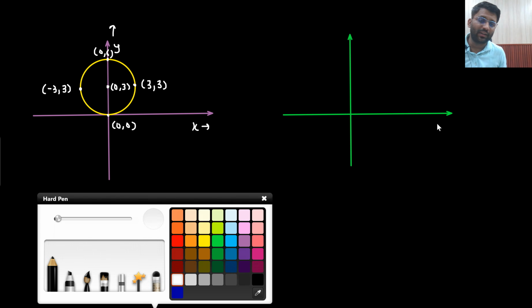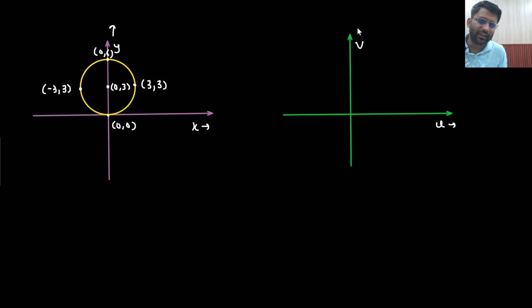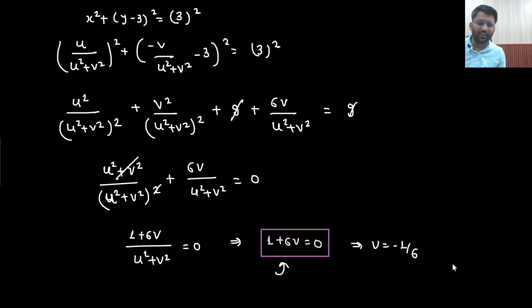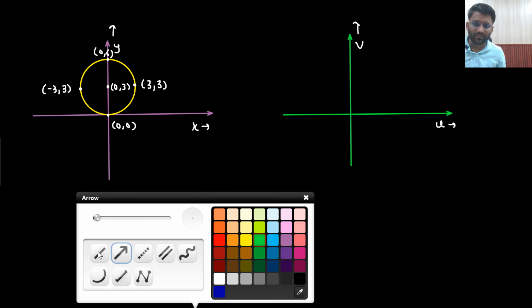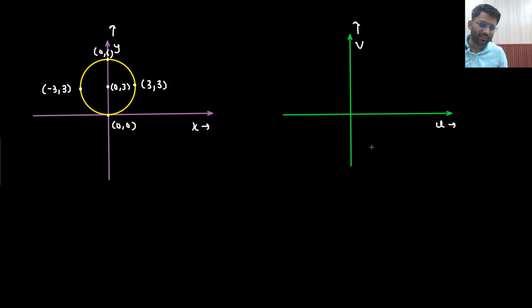How is it plotted? The circle is plotted as a straight line, sorry, in the UV plane. In the UV plane, it is plotted as a straight line, which is nothing but v equals minus 1 by 6. This is how it is plotted.